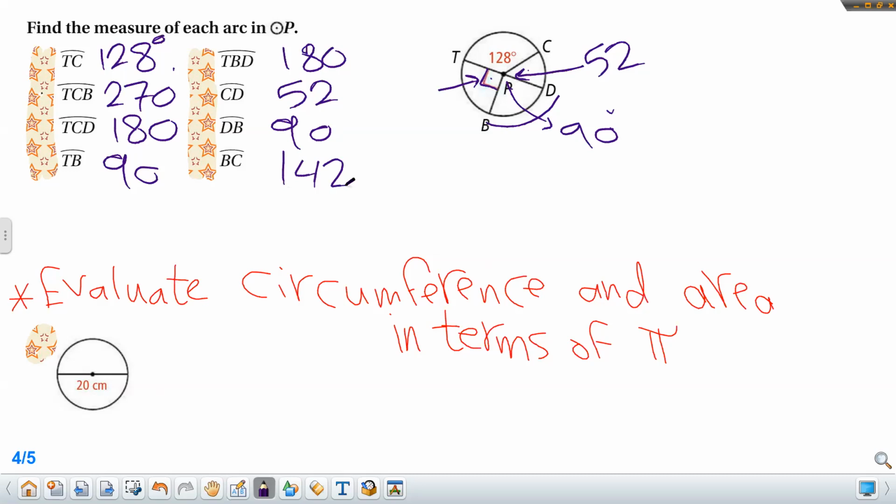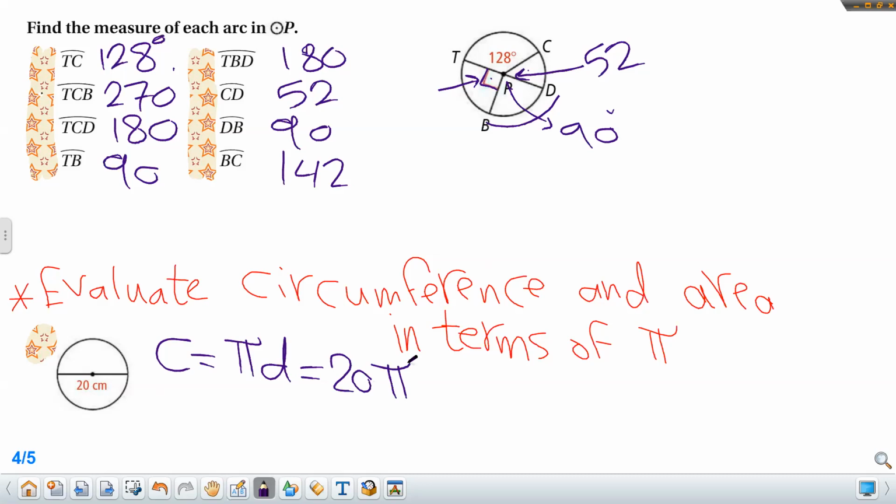The next one, evaluate circumference and area in terms of pi. First, the circumference of a circle equals pi d or 2 pi r. I think here you can use pi d, it's better here. What about d? D is the diameter. Diameter is 20. So your answer is 20 pi, the answer in terms of pi.